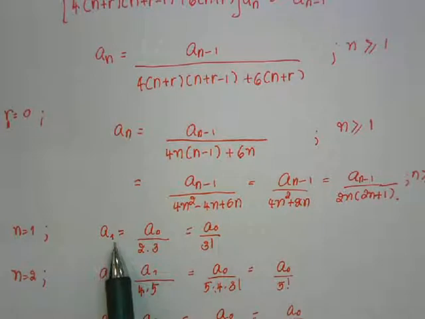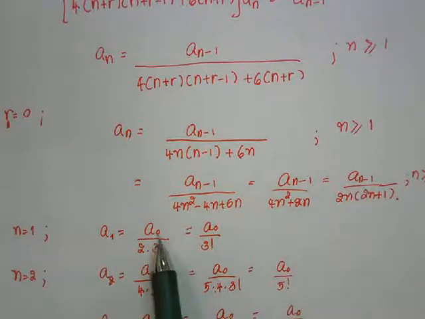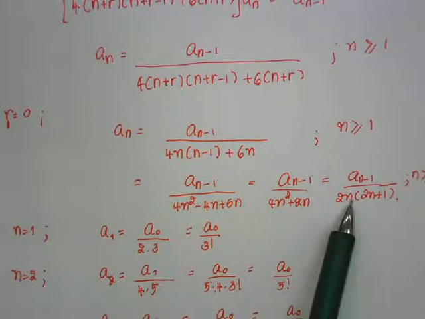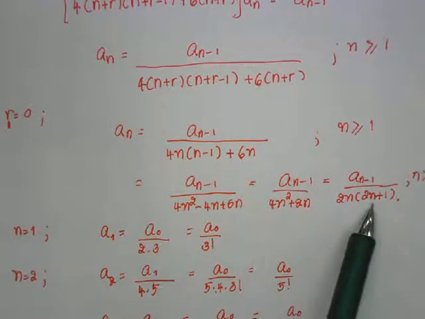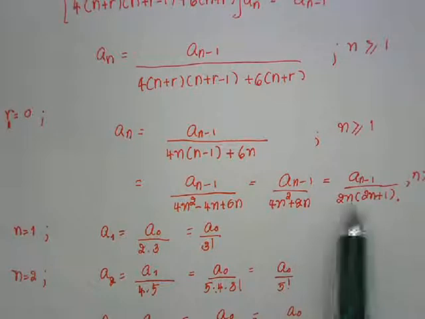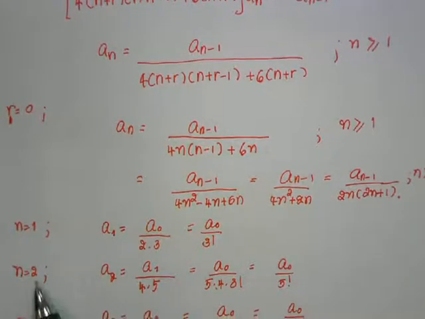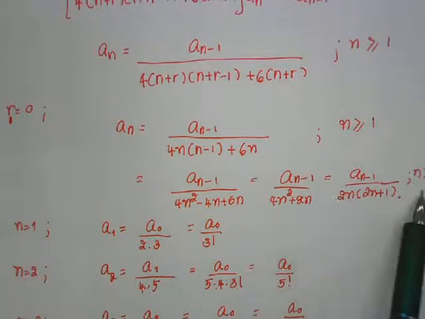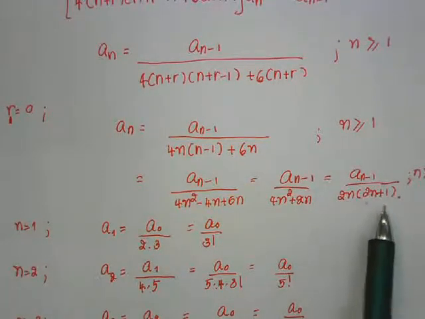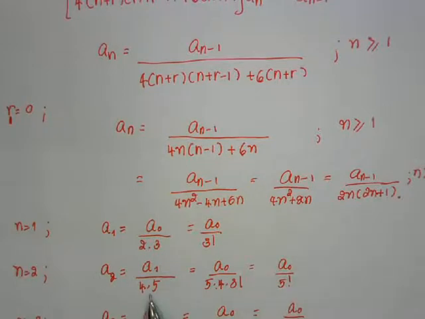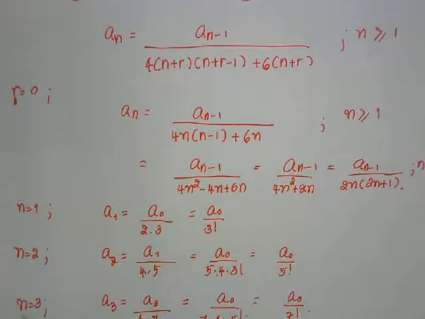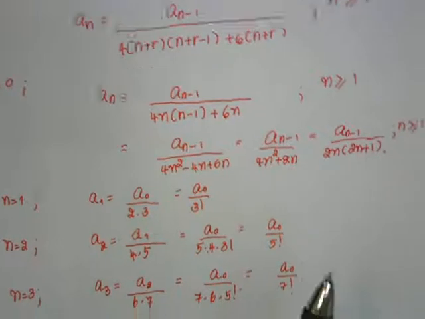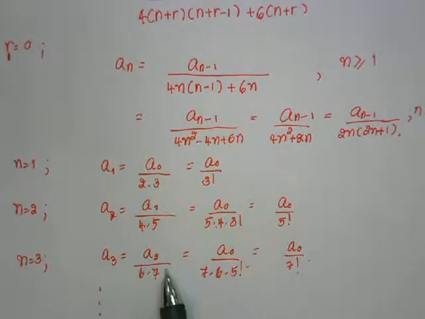If you plug n equal to 1, you would get a1 equal to a0 divided by 2 times 3. And then if you plug n equal to 2, you would get a2 equal to a1 divided by 4 times 5. If you plug the value of n equal to 3 there, you would get a3 equal to a2 divided by 6 times 7.